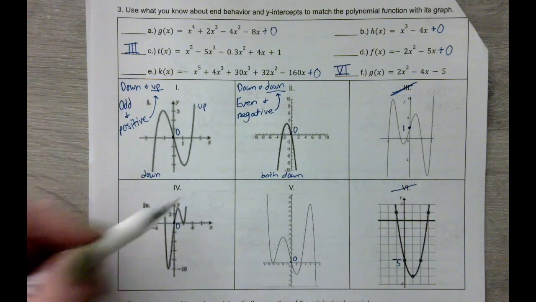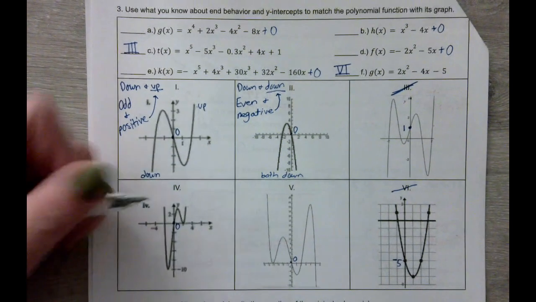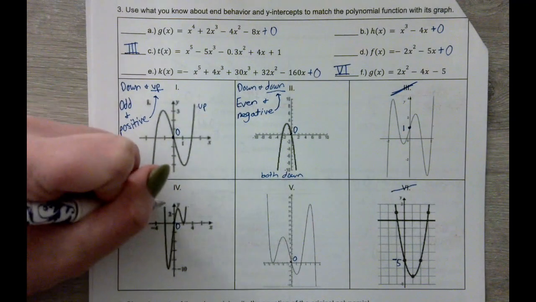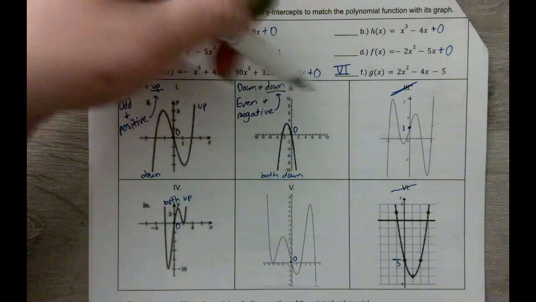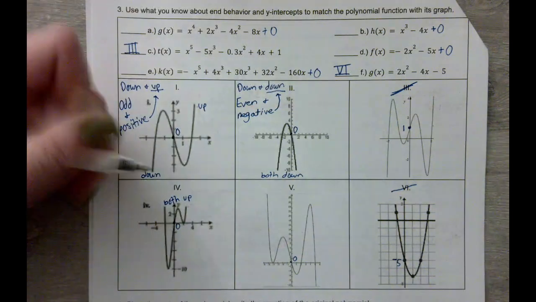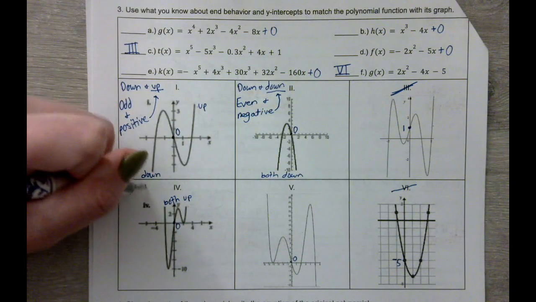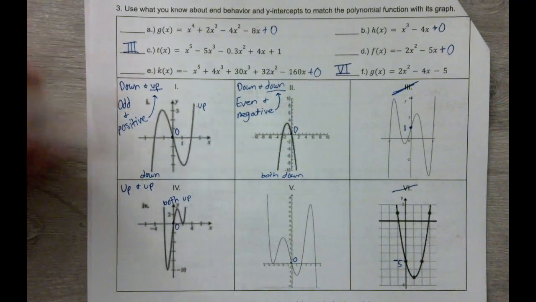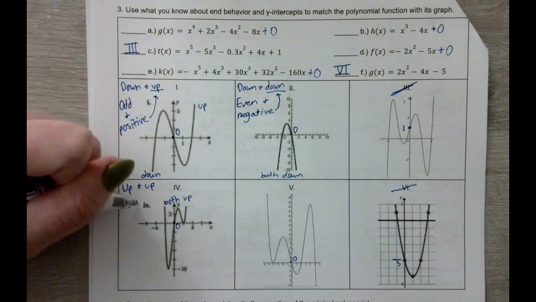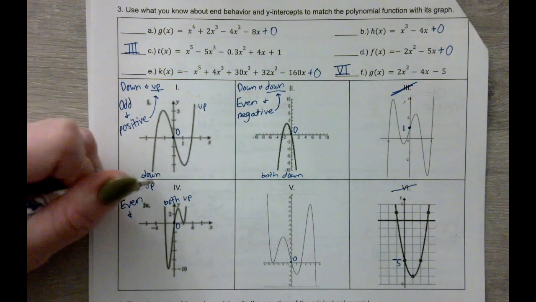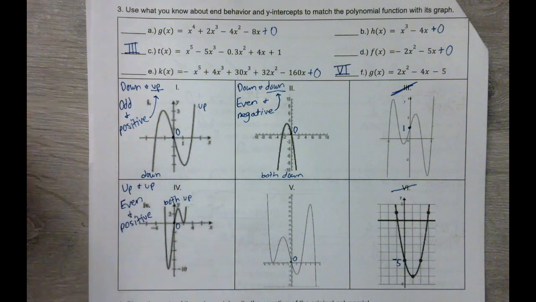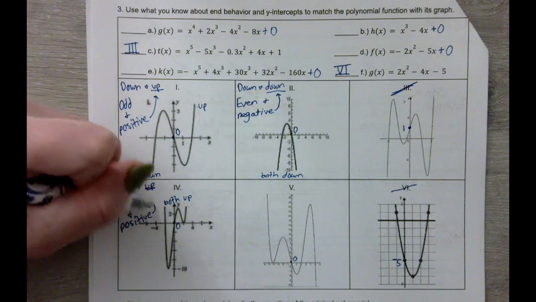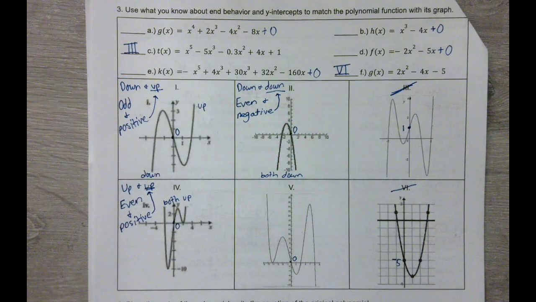2 more. Graph number 4. We notice that these are both up. So this is the exact opposite of graph number 2. We have up and up. Once again, same direction tells us it's an even function. And then since it's up, of course, it has to be positive. But specifically, the right side is up, therefore it's positive.